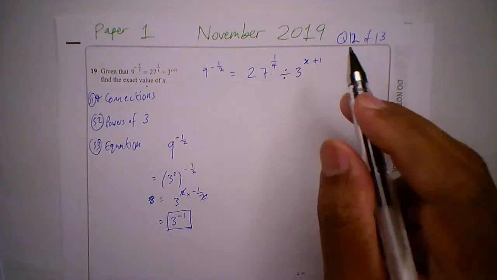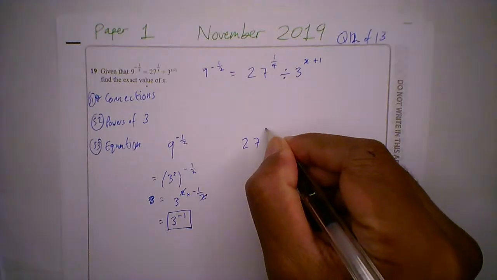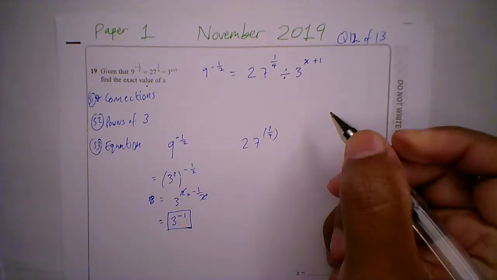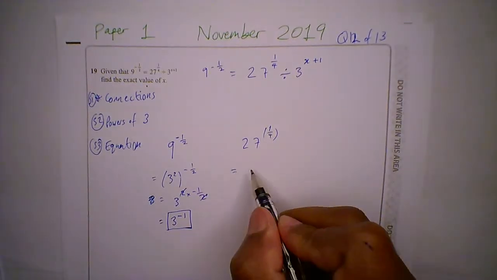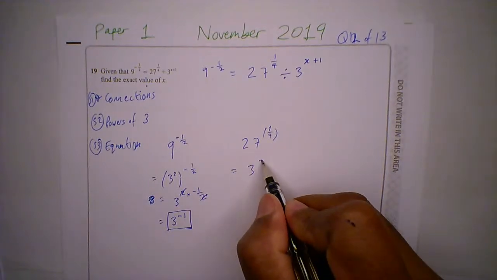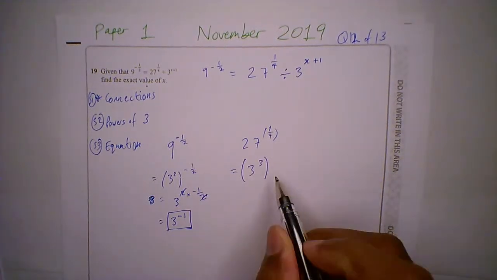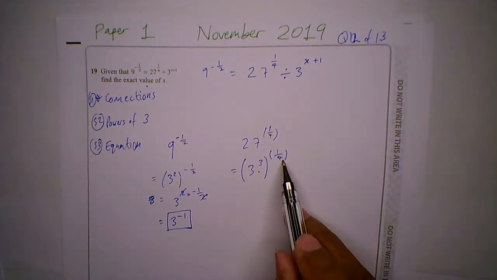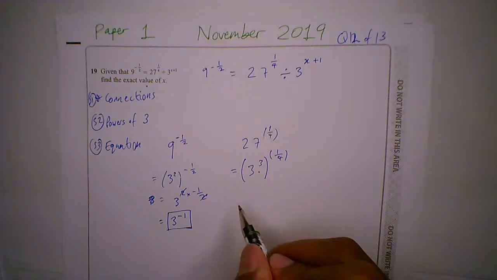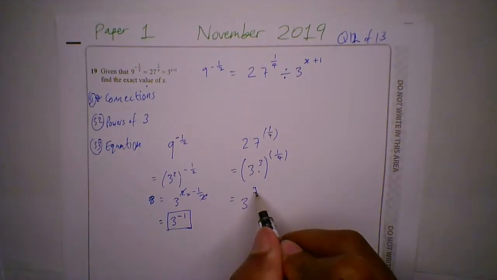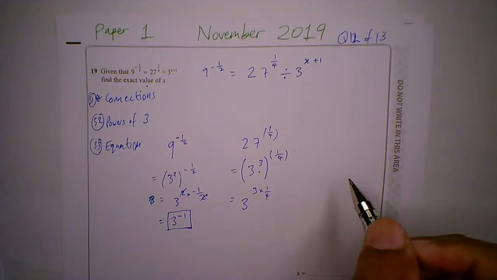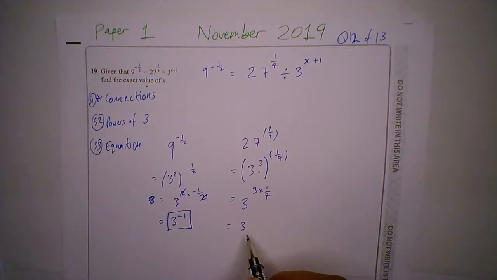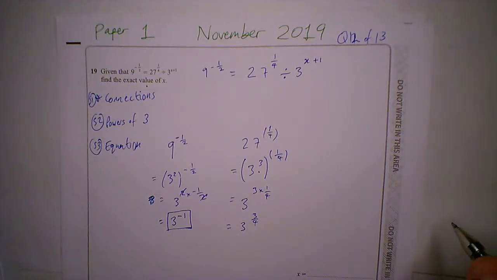Let's go to the next one. 27 to the power a quarter. Similarly, 3 squared is 9, 3 cubed is 27. I'm going to put brackets around it, and then I've got a quarter there. So this is a power of a power again, and a power of a power we multiply. So 3 to the power 3 times a quarter, which simplifies to 3 to the power 3 over 4. So that's my next part.